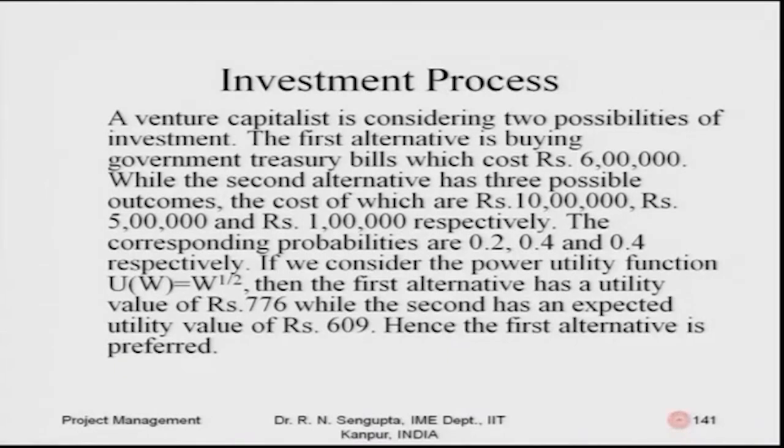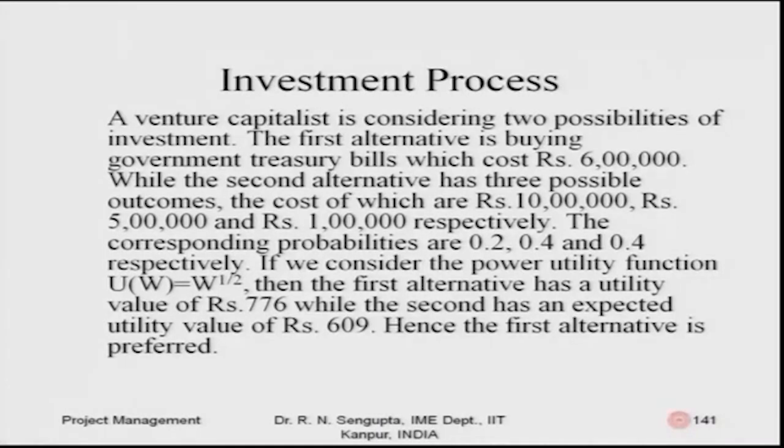What are the corresponding utilities? It is square root of 10 lakh in the first case, square root of 5 lakh in the second case, and square root of 1 lakh in the third case. So the expected value would be square root of 10 lakh multiplied by 0.2, square root of 5 lakh multiplied by 0.4, square root of 1 lakh multiplied by 0.4. Do the calculations yourself and you will find the value comes out to be 609. So the first alternative is chosen.